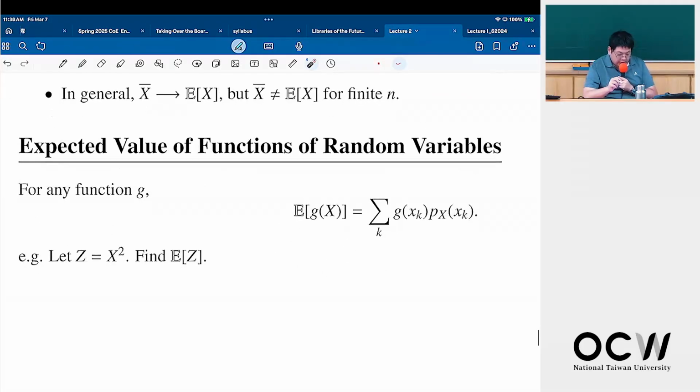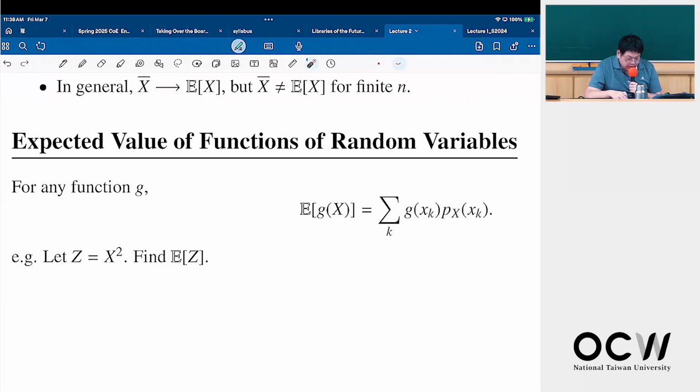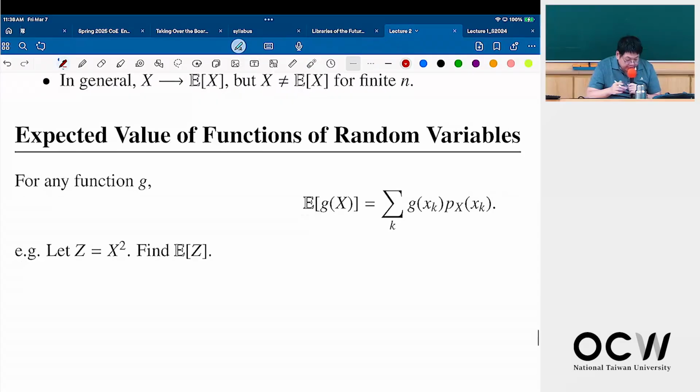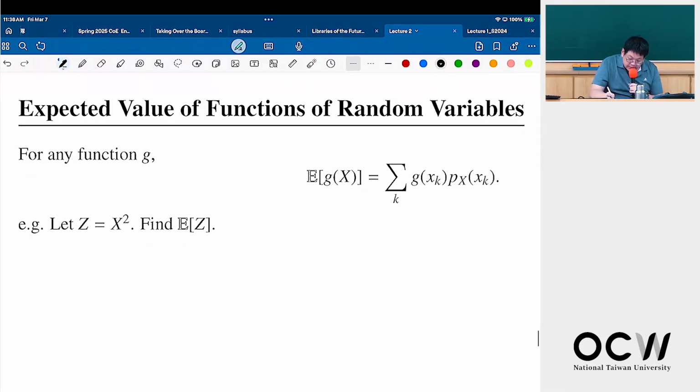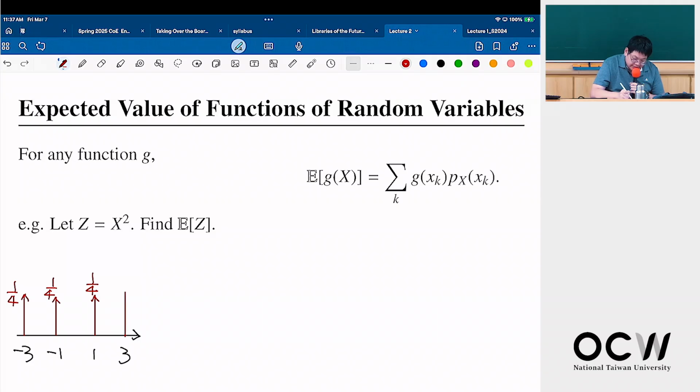So in this case, suppose the PMF of x is: x takes the values -3, -1, 1, 3, and they all have probability 1/4. And overall, you can see the summation of that will be 1. So it is a valid PMF.